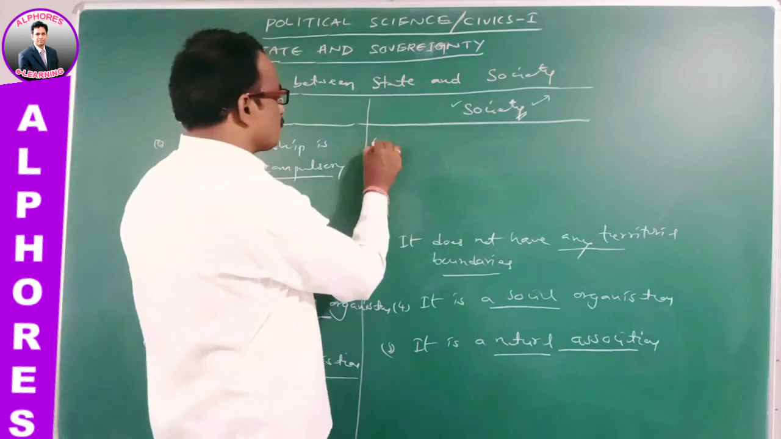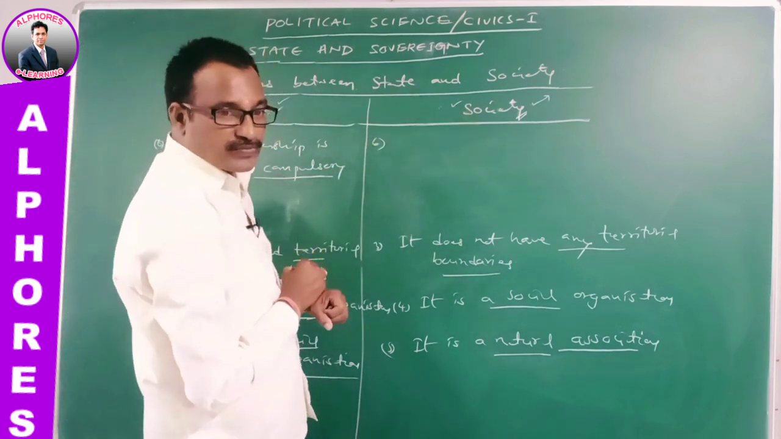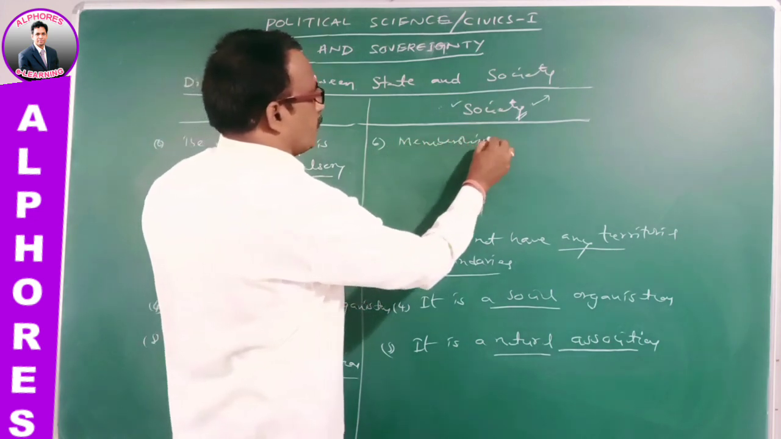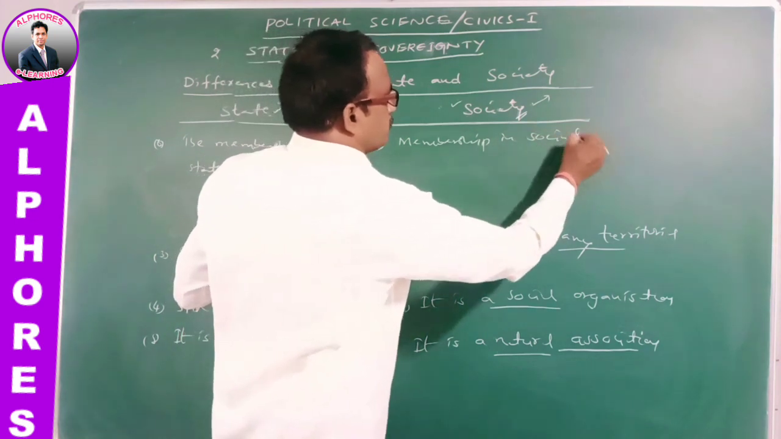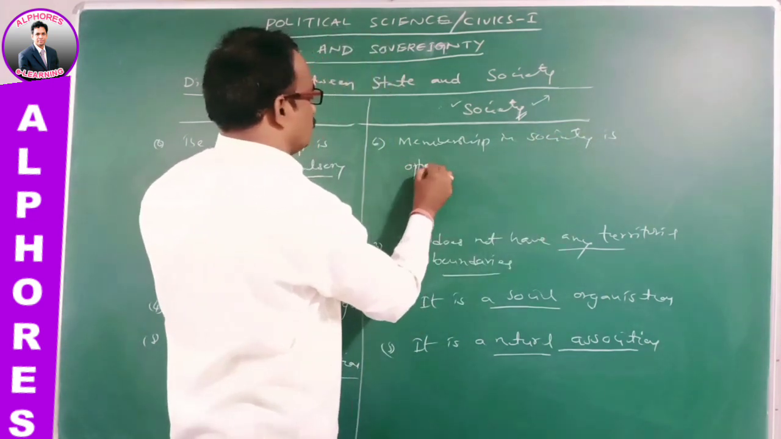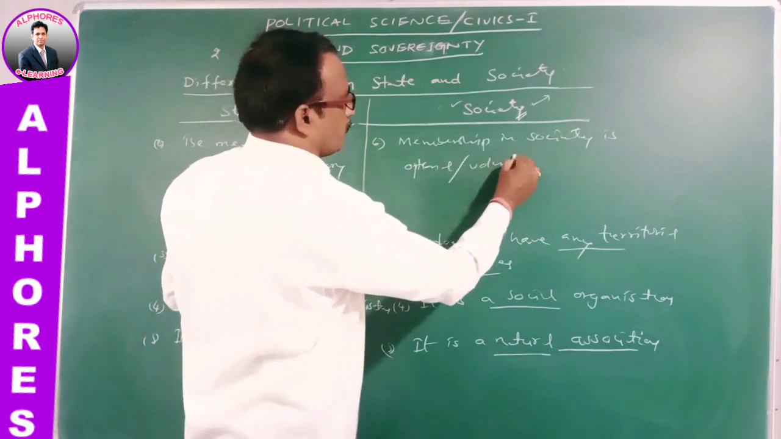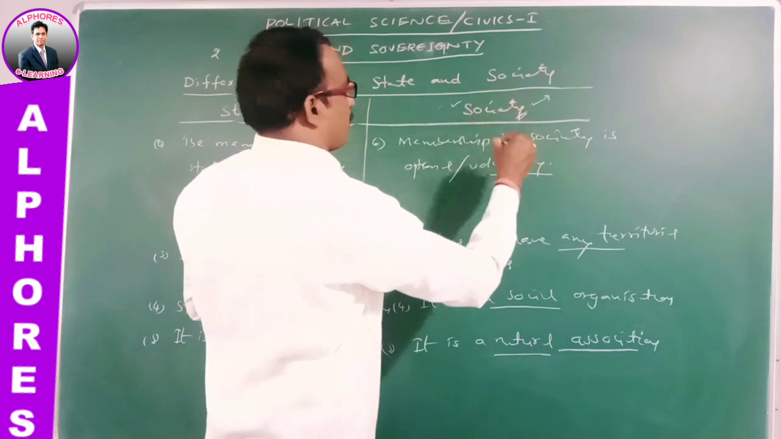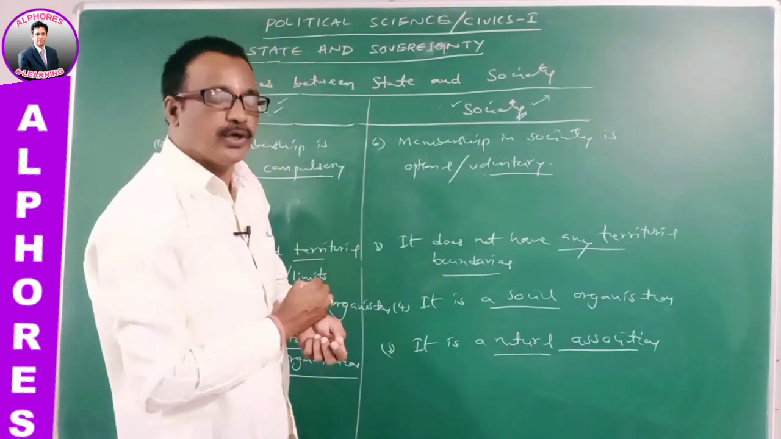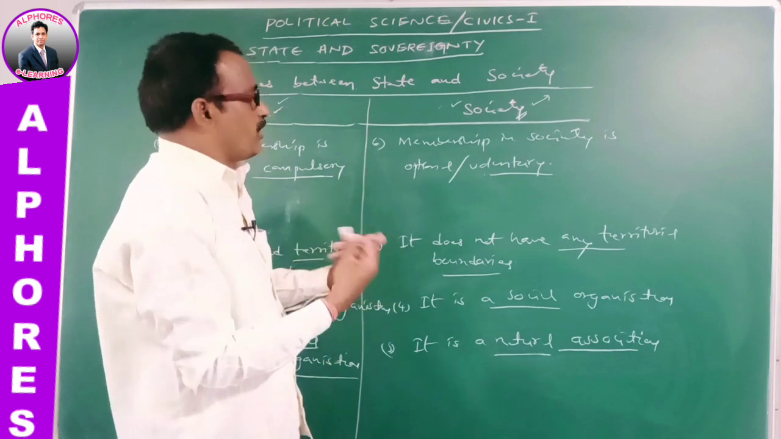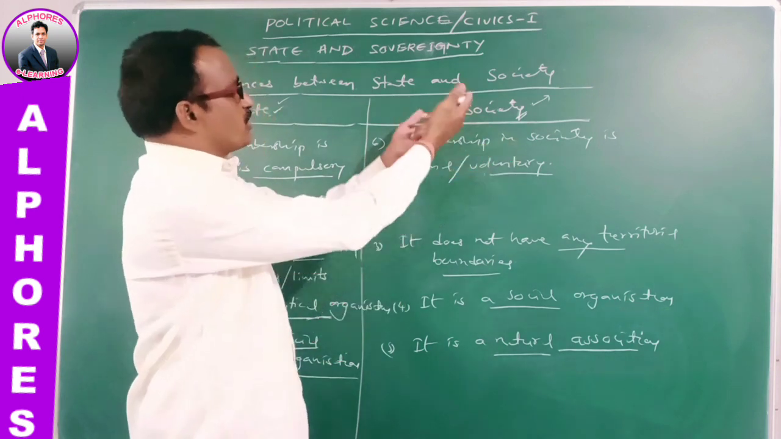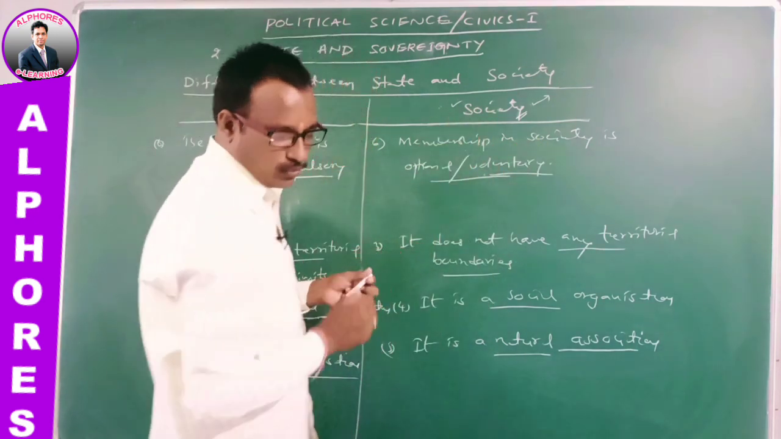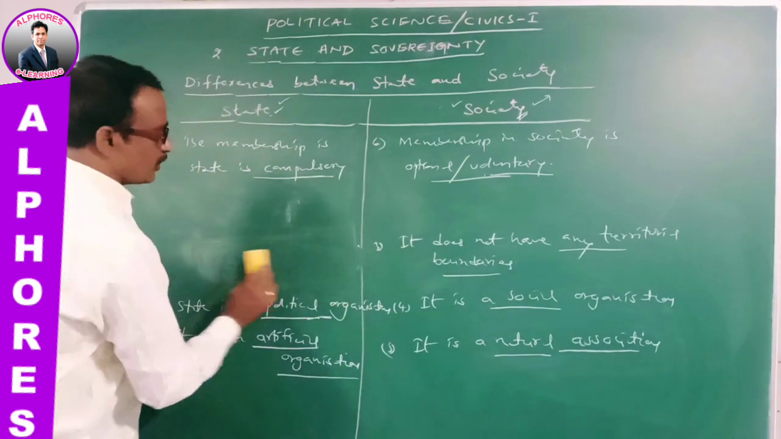Whereas in society the membership is voluntary or optional, because the membership in society depends upon the discretionary nature of the individuals. The individuals may or may not take the membership in various associations in the society. Hence, the membership in society is optional or voluntary.